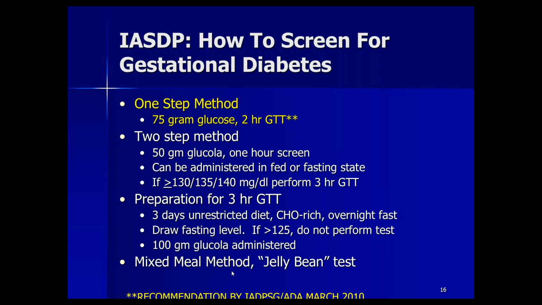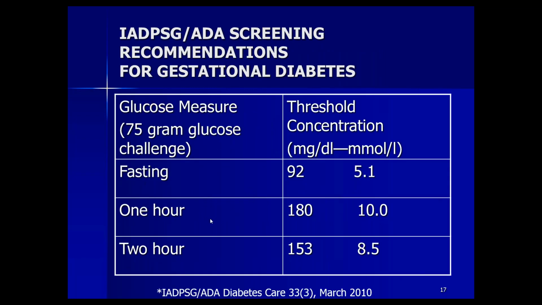For patients who've had a gastric bypass, a method that has been popularized is either the mixed meal method or the jelly bean test. You got to be a little careful with the jelly bean test because it is still an osmotic load for a patient with gastric bypass. Now, locally, what a lot of people have done is they have simply added a hemoglobin A1C to their initial visit OB panel to determine who's got overt diabetes. And that was the local modification that we used in California where I was working for several years.